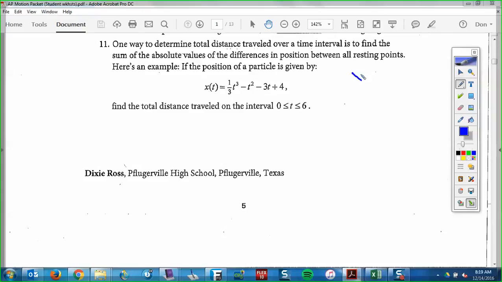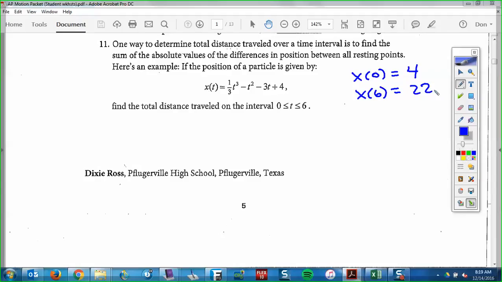Now, one thought would be to plug in a 0. Did anybody think of that? Did you plug in a 0? Yeah. Okay. So you plug in a 0 and you get 4. And then plug in a 6 and you get 22. Okay. Now you added them together and you subtracted them. Okay. Now let's talk about what this means.